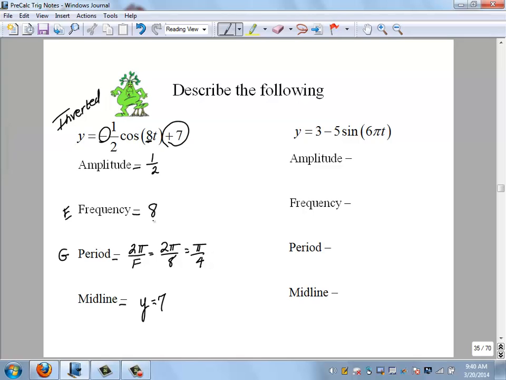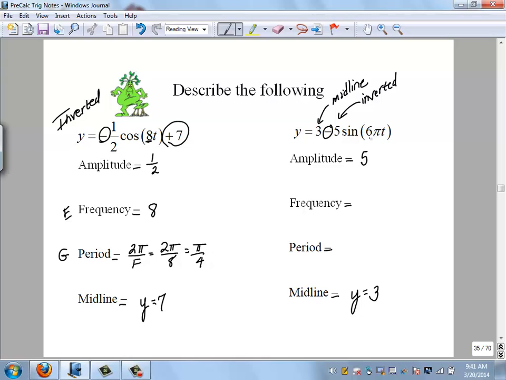Okay, let's look at this one. This one has the 3 in front. So there's our midline. Remember, I told you sometimes I throw it out front. And then I have a negative sign, so it's also been inverted. So I want to make sure my midline, let's put some equal signs here again, I should not use dashes, is y = 3, okay? My amplitude is a positive 5, but it's been inverted.